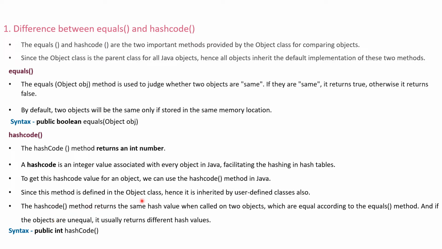The hashCode method returns the same hash value when called on two objects which are equal according to the equals method, and if the objects are unequal, it usually returns different hash values. So if the objects we are checking are unequal, it will return different hash code values. Here we can see the syntax public int hashCode, which returns an integer value. If two objects give two different hash values, then those objects are unequal, and if they have the same hash value, they are equal.